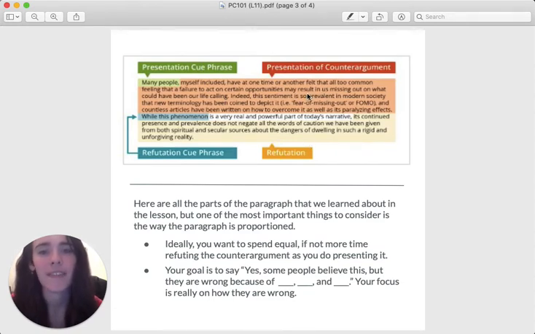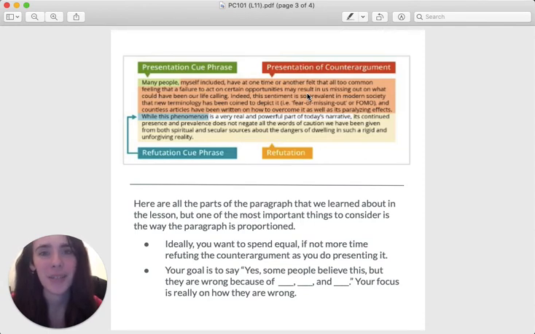You always want to have at least 50% of this paragraph being how this opposition is wrong, because the whole point of your paper is to persuade people to agree with you, not against you. I know that may seem pretty simple, but it's very easy to lose sight of the portions here as you're writing. So keep that in mind, and you should be golden.